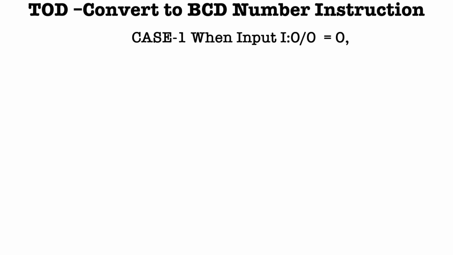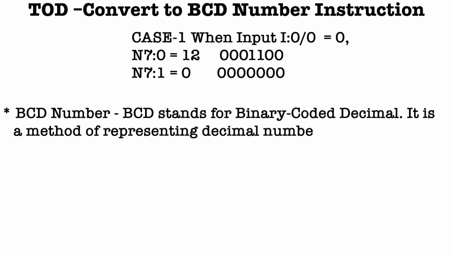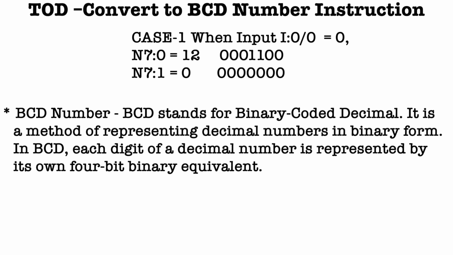Next instruction is the TOD instruction. TOD means it converts a number to a BCD number, right? So before going to this instruction, first we will see what BCD is. BCD stands for binary coded decimal. It is a method of representing a decimal number in binary form. In BCD, each digit of a decimal number is represented by its own 4-bit binary equivalent.